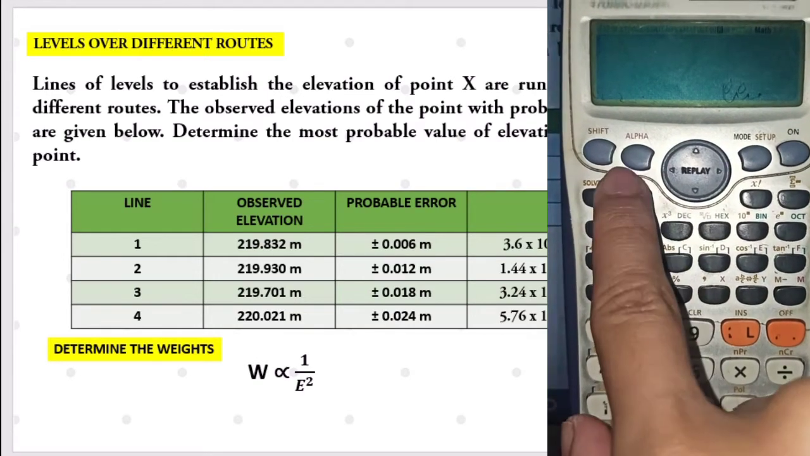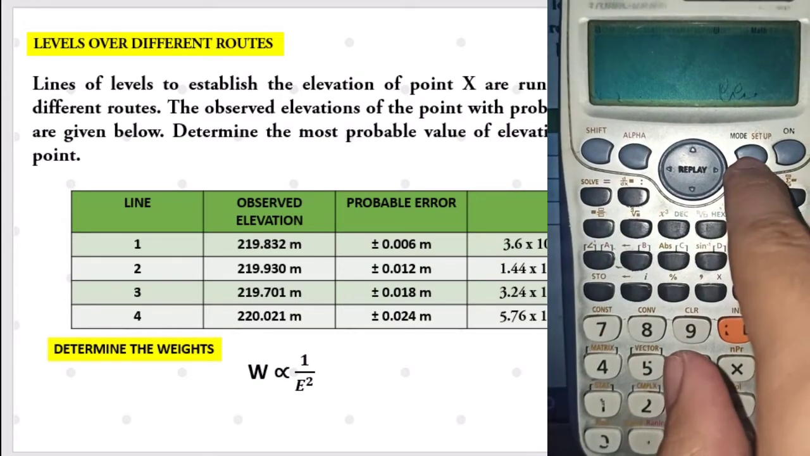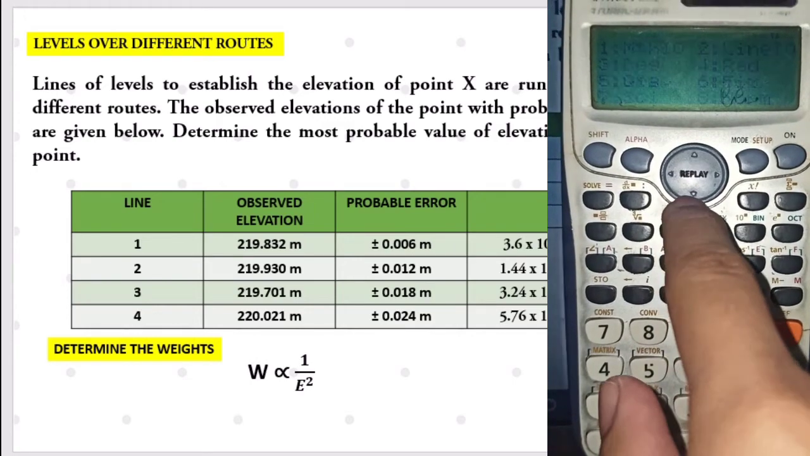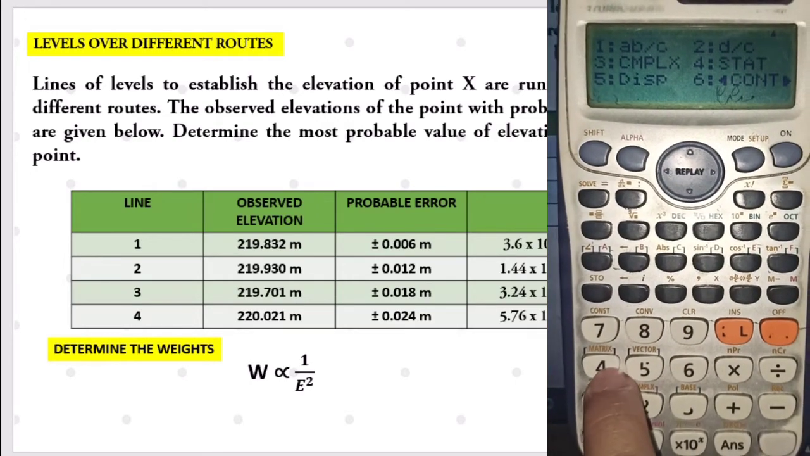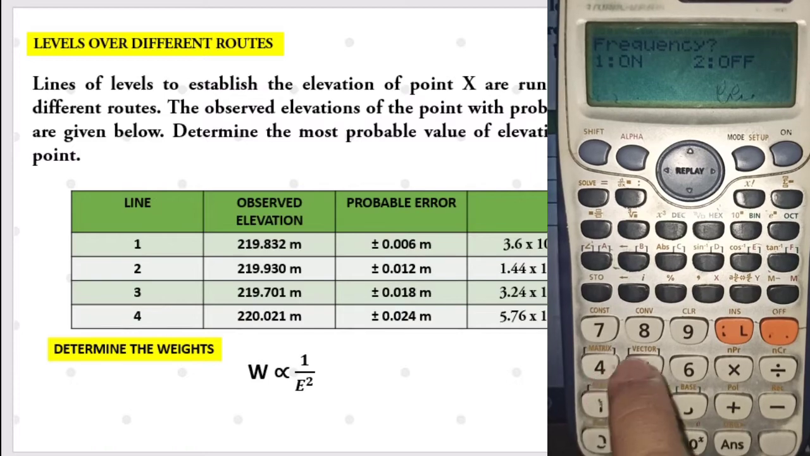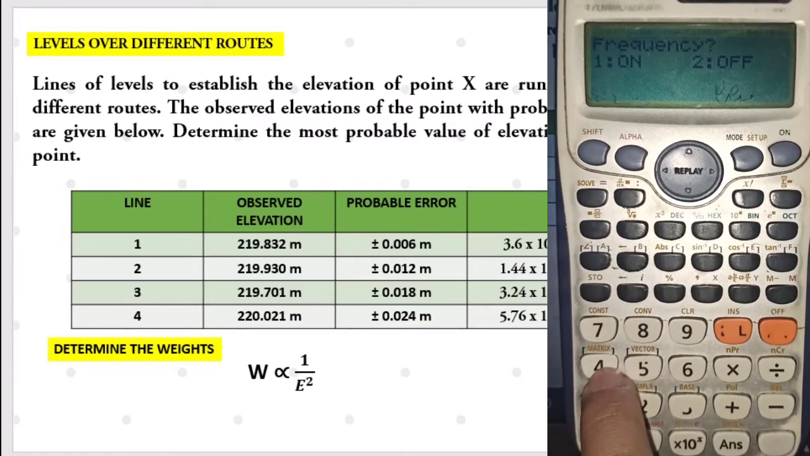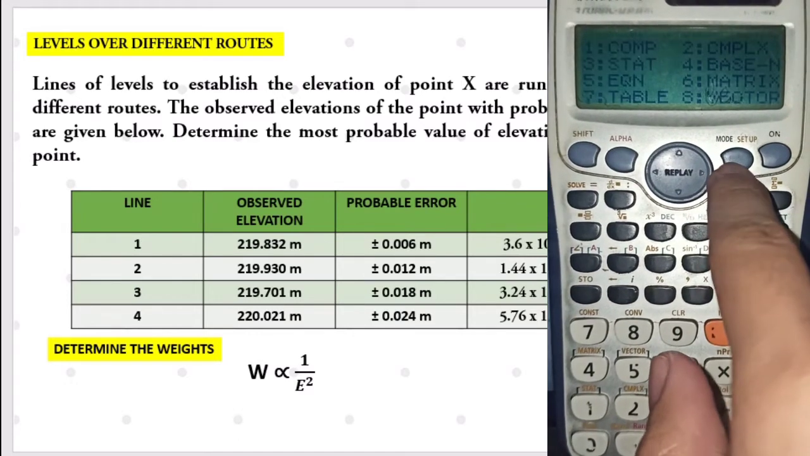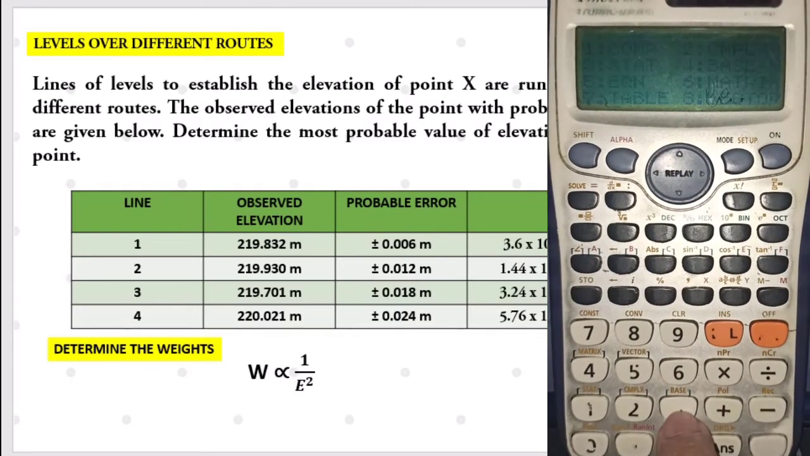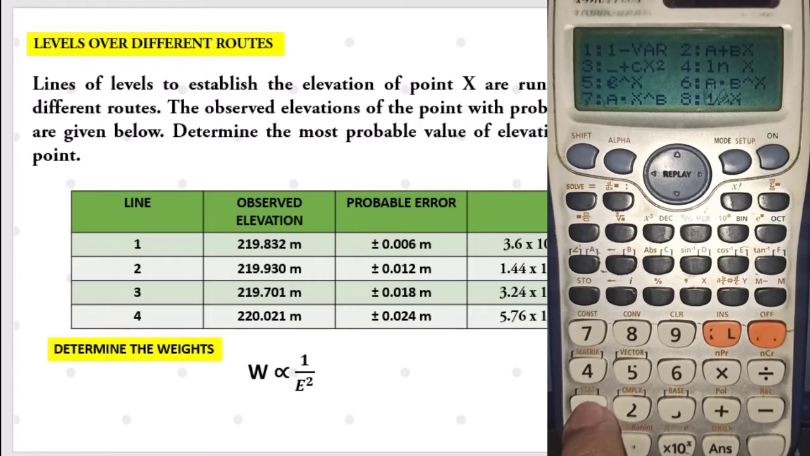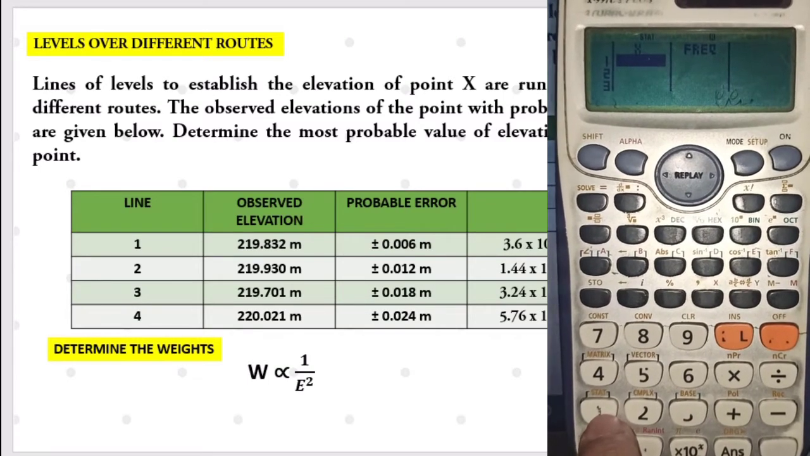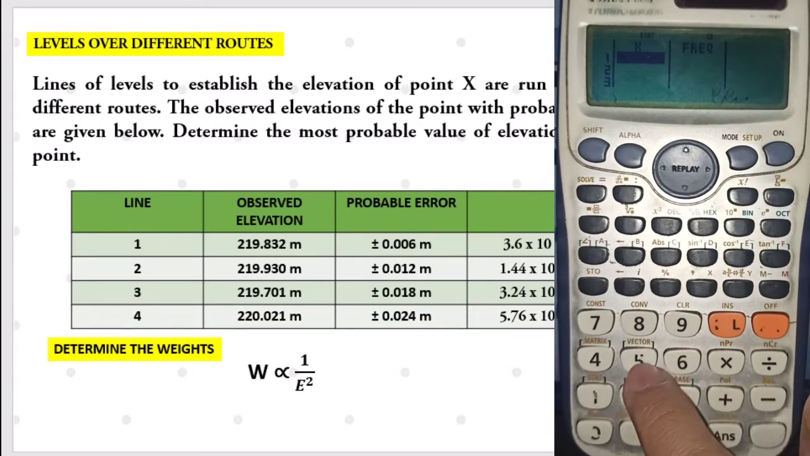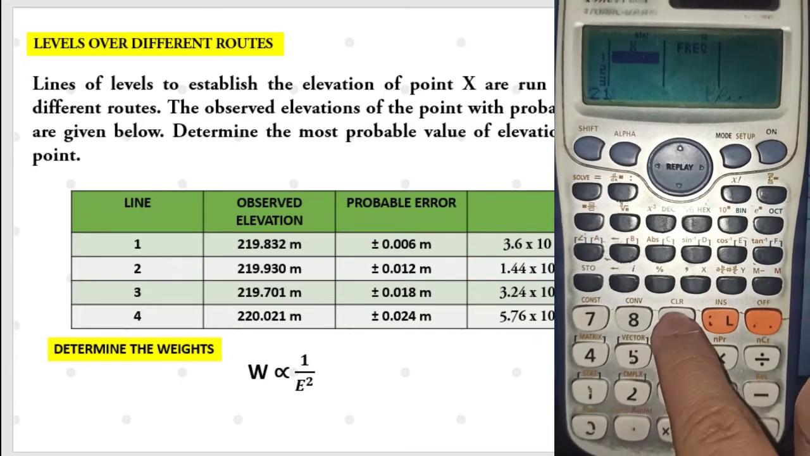Next, click Shift, and then press Mode. After that, press down, then click the number 4, which states the stat. You can see the question frequency. Just click 1 or the on. Finally, click Mode, press 3, then press 1. You can see in your calculator the tabular format of X and the frequency. Now just input the values. I will show you how I did it.